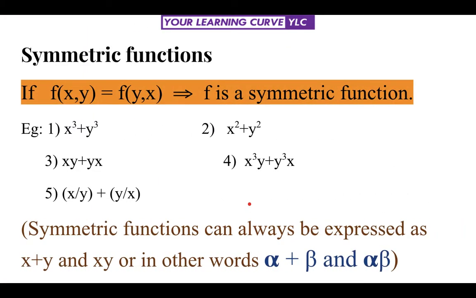Now let's start with symmetric functions. Symmetric functions are those functions which are given in two variables. Second is, it doesn't matter in which place you are keeping the variables. That is, if you write the function f of xy or f of yx, it is not altering the value of the function. That is, it is not changing the value of the function. These type of functions are called symmetric functions.